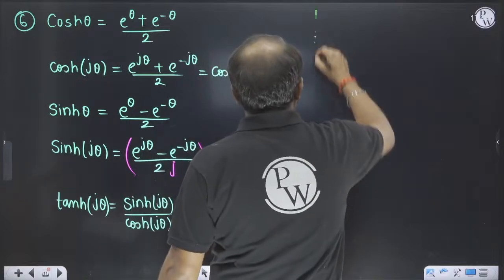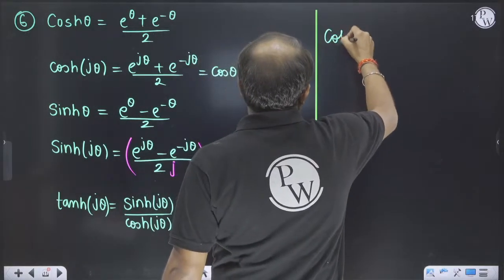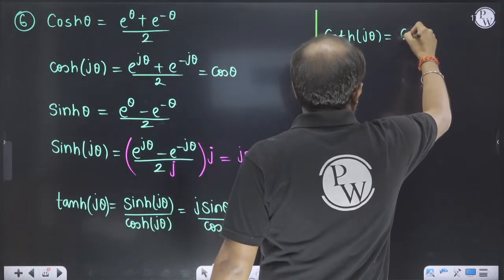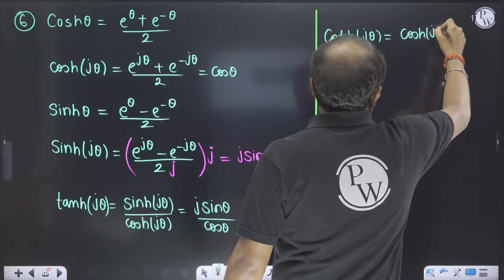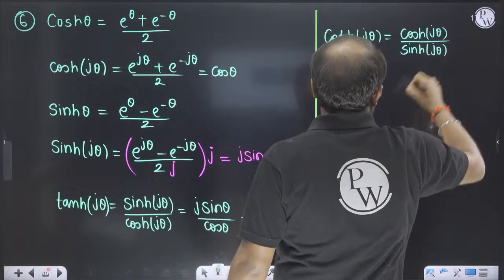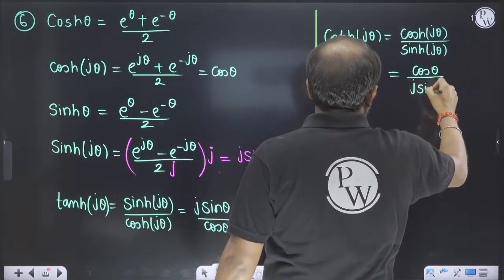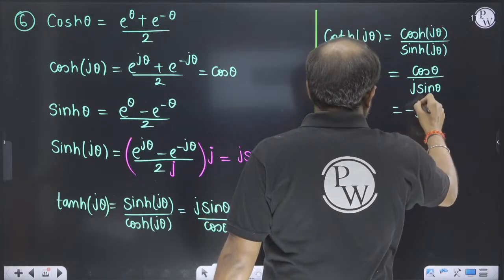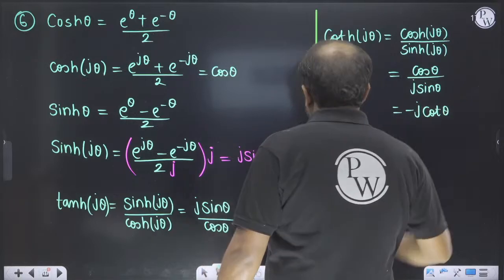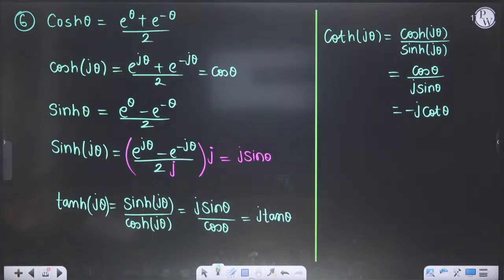Similarly, coth(jθ) will be equal to cosh(jθ) divided by sinh(jθ). It will be written as cos θ divided by j sin θ, which is minus j cot θ, because 1 by j is minus j. So it will be minus j cot θ. So it is very easy.